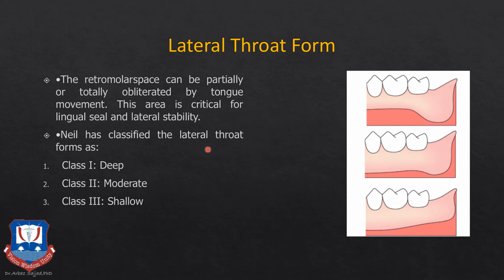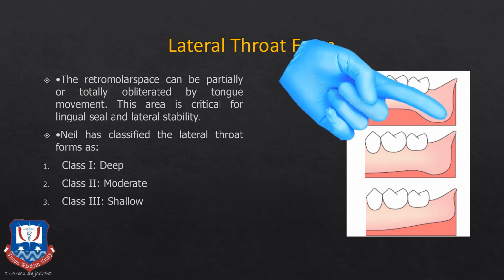Neil classified the lateral throat form into three. Class 1 is the deep, which is the most ideal for denture construction, as we can get high and deep lingual flanges with an S-shaped curvature going into the retromylohyoid space and giving the greatest amount of stability. Class 2 is moderate, that is between class 1 and class 3. And class 3 is the shallow lateral throat form, that is when the patient makes any tongue movements, the entire lingual or lateral throat form is obliterated.